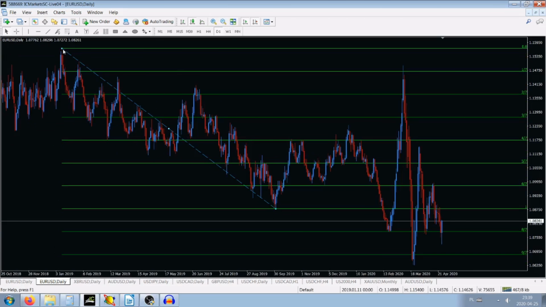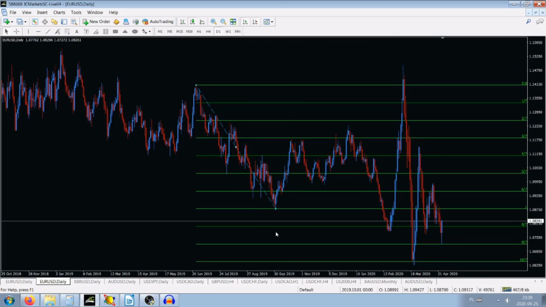Okay, let's do it smaller. Let's start from here, for example. You got the same story here. Can you see that? Obviously, we start from zero. So the market overshot here and came back and collapsed again.